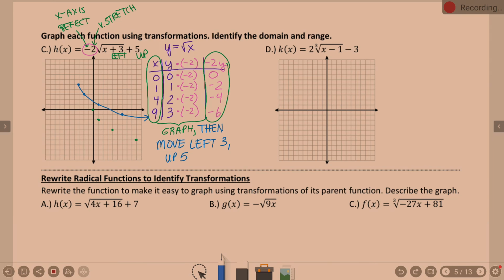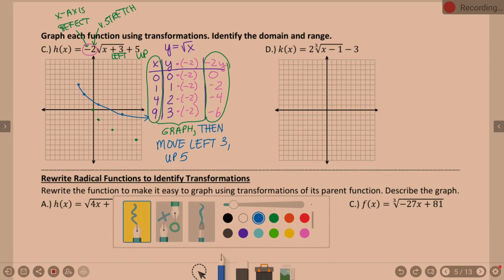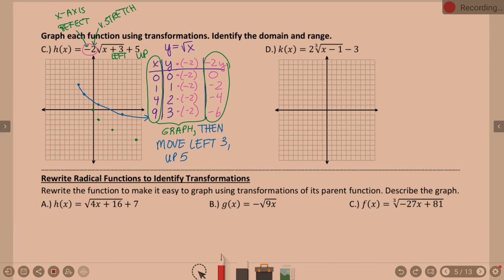The one thing I haven't talked about is domain and range. Domain. How far left does my final graph go? Right there at -3. How far right does it go? All the way to infinity. So that makes my domain -3, so from that vertex, so to speak, to infinity.